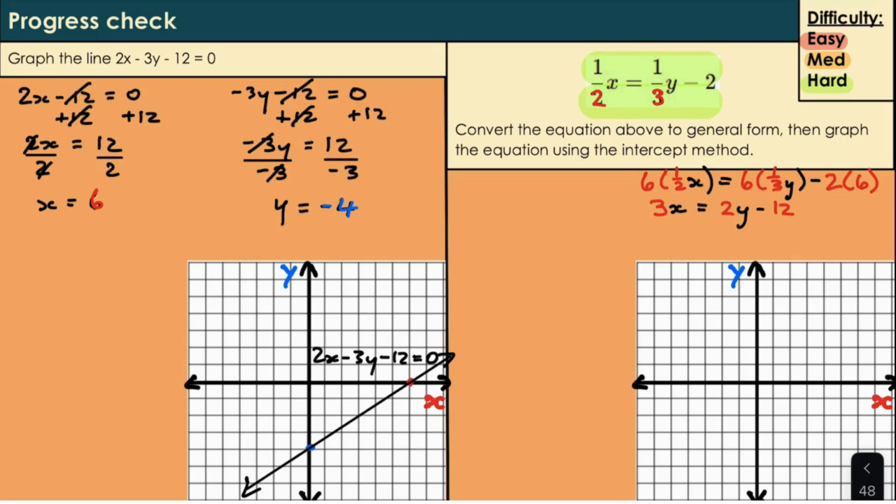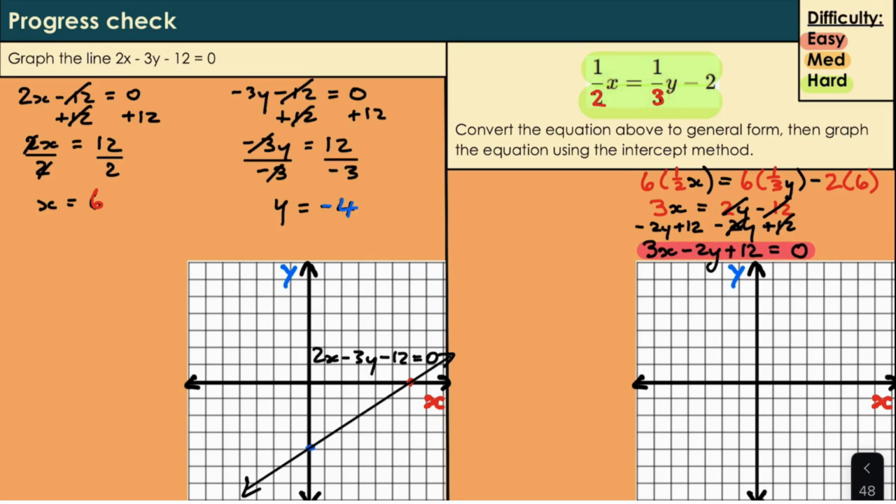Now it's a case of moving everything to the left-hand side. So we cancel the terms on the right. We subtract 2y on that side, subtract 2y, and we add 12, add 12. So on the left-hand side, we have our 3x minus our 2y plus our 12, and on the right-hand side all of those terms cancelled. 2y minus 2y, 0. Negative 12 plus 12, 0. So we have 0 on the right-hand side. So we now have our equation, which I'm highlighting at the bottom.